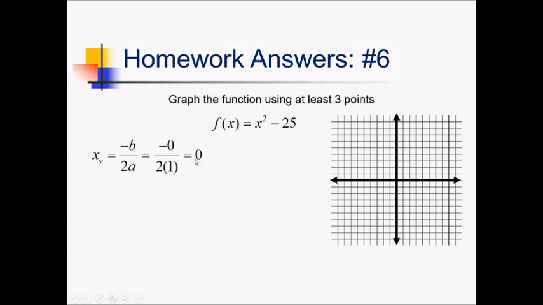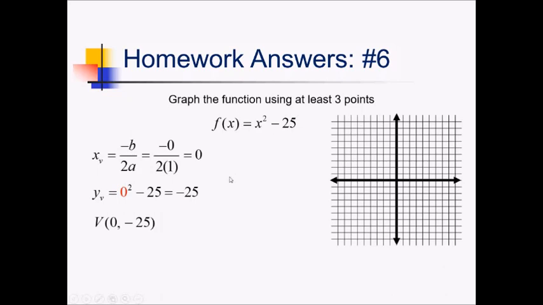Now plugging in 0 for the x value to get the y value for the vertex back. 0 squared minus 25 is just negative 25. So our vertex then is 0, negative 25. Okay, now if I wanted to get the y-intercept to get another point, that wouldn't get me anywhere because that's also negative 25. It's just this constant here.